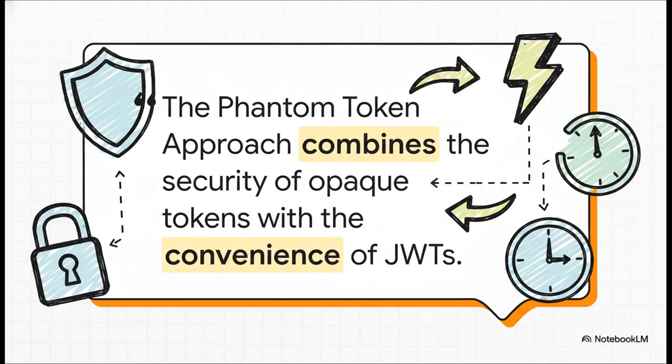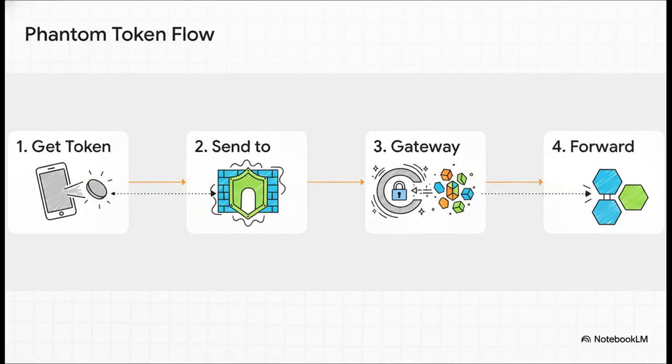The core idea is brilliantly simple. Give the client on the outside a secure, meaningless, opaque token to hold on to. But on the inside, behind your defenses, use the speedy and convenient JWT. So how does this magic trick work? It's this beautiful four-step dance. Step 1, the app on your phone gets a simple, opaque token. It's basically just a random string.